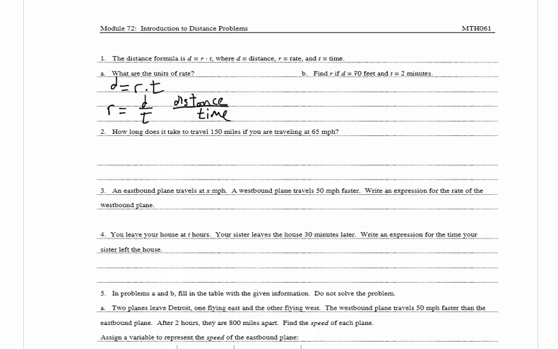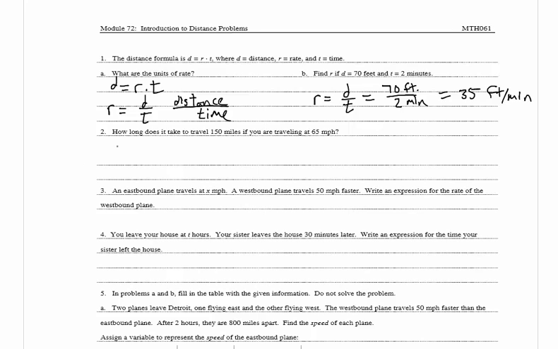In B, it says, find r if d is equal to 70 feet and t is equal to 2 minutes. So we have r is equal to d over t, and this is equal to 70 feet over 2 minutes, or 35 feet per minute.